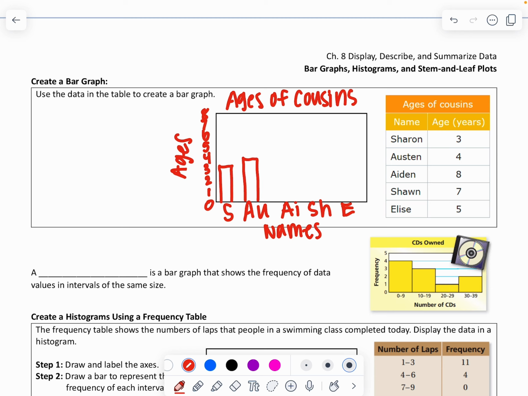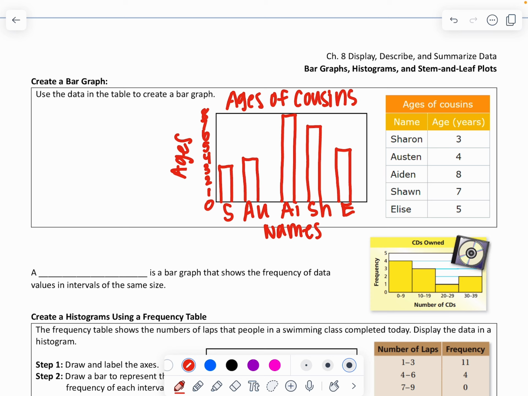Notice how they're not touching. Okay, they should not touch. That's the difference between, or that's what a histogram is. Aiden is 8, so that's going to go all the way up to the top. Sean is 7. We'll make that go up to 7. And then Elise is 5, so that'll go there. And so there's our bar graph.